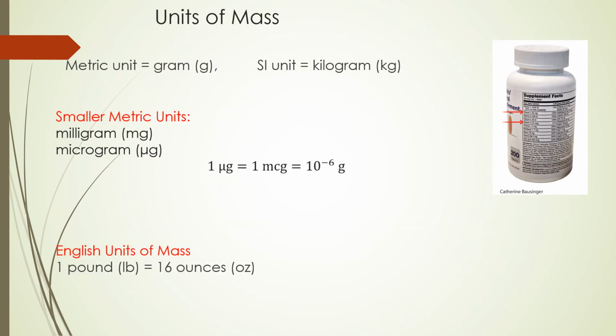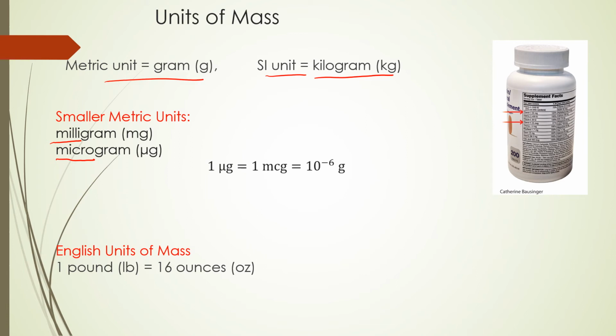Mass is a measure of amount of matter. Mass is measured on a balance or scale. The base unit of mass in the metric scale is gram, and the international standard unit is kilogram. As explained earlier, in metric units or in standard international units, we can use multipliers to express quantities of mass which are much smaller than the base unit, or we can also use larger prefixes.